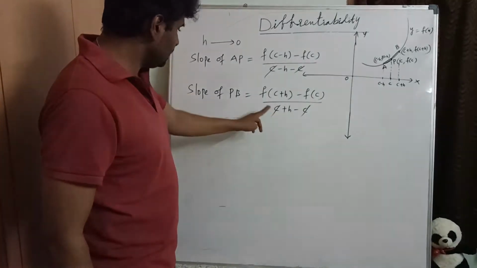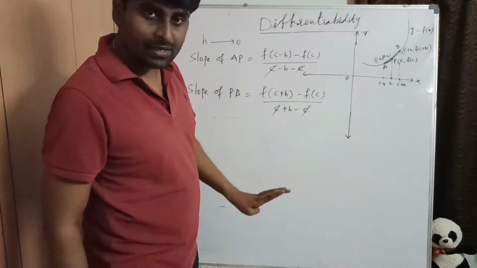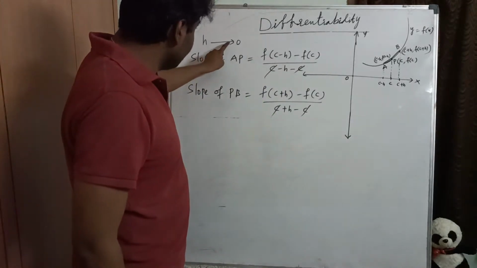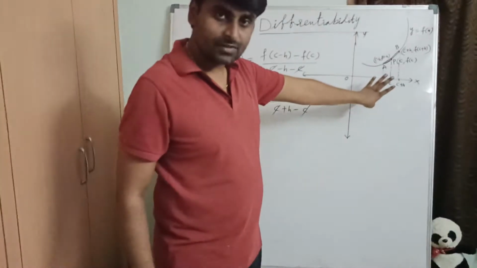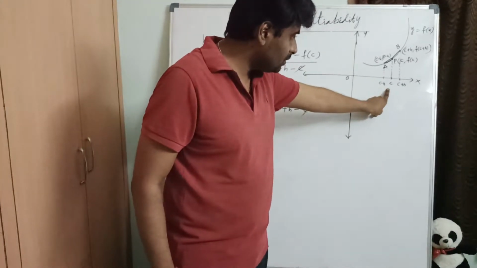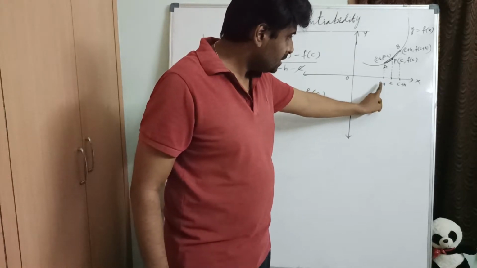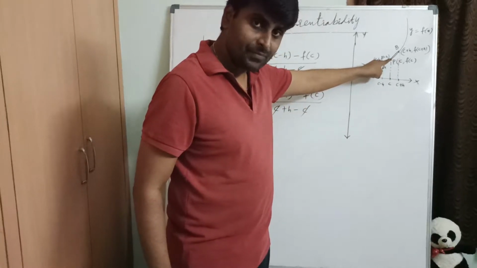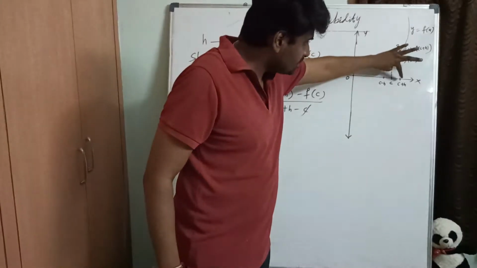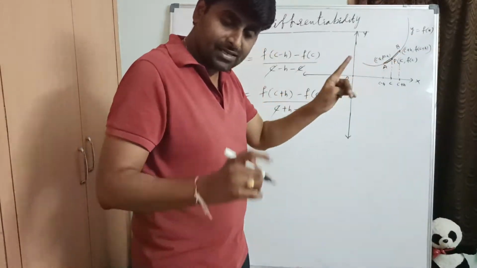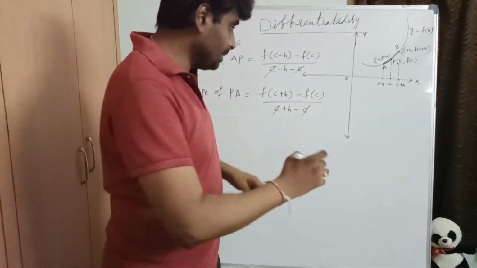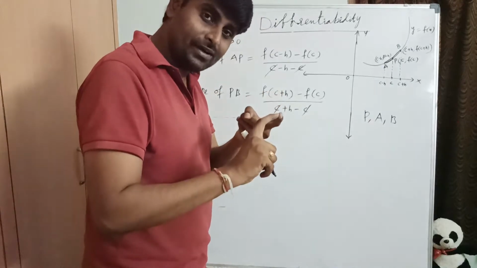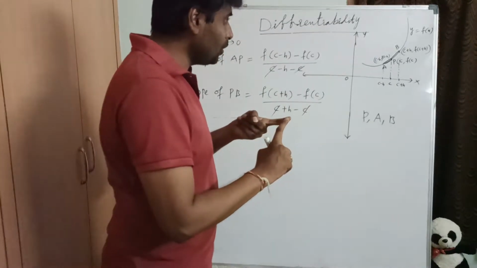Here, what would you get? Slope of PB. Now tell me, whenever h tends to 0, C minus h reaches P. Similarly, C plus h also reaches P. That means the points P, A, B will coincide at one point. Then only a tangent can be drawn.